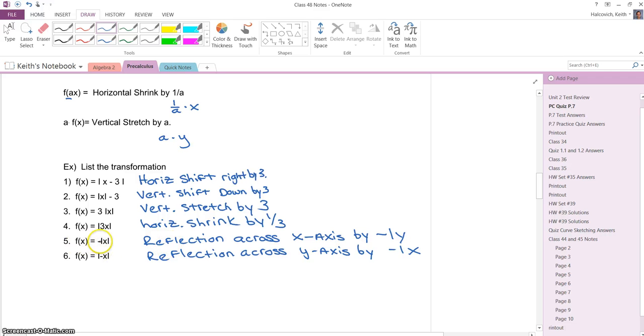Number 5, the negative sign is outside, so it's a reflection across the x-axis. So you're going to multiply y by -1. And number 6, the negative sign is inside, so it's a reflection across the y-axis by multiplying x by -1.